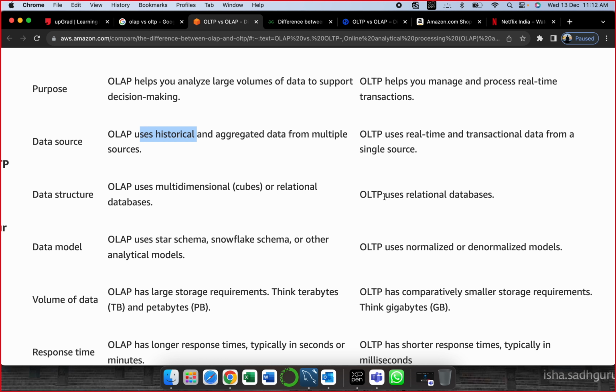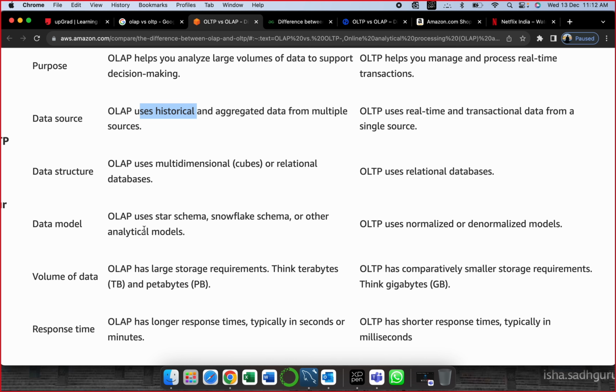Whereas OLTP is working on real time data. So it is a relational database where real time data is getting fed continuously, every minute, every second. The database is getting updated.